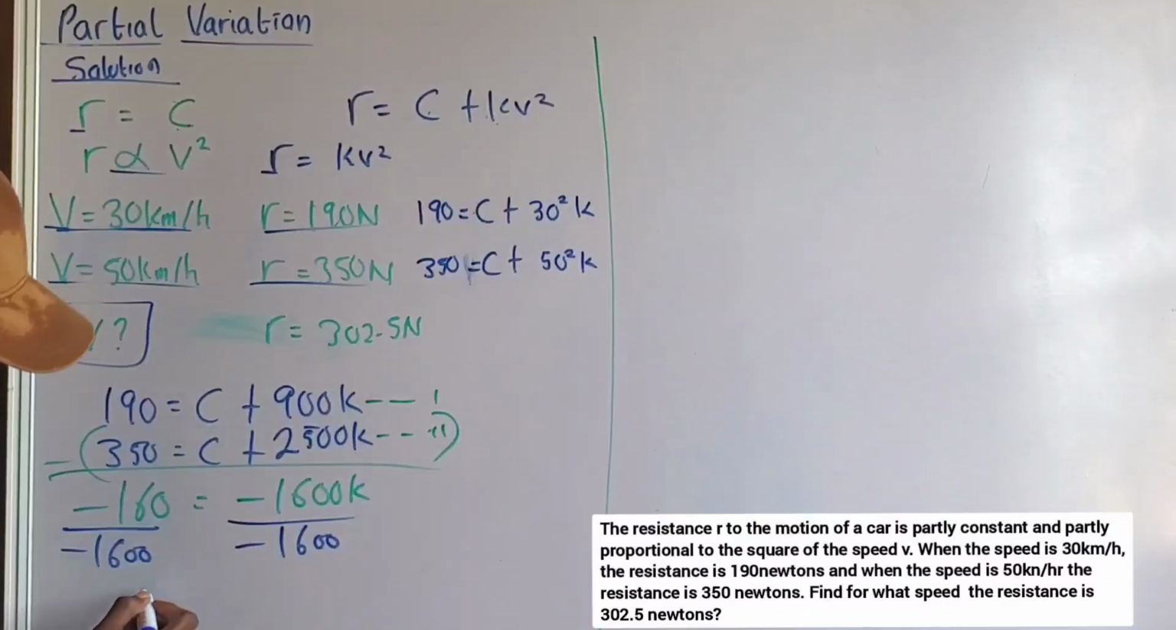So the value of K here equals to 160 divided by 1600. That will give us 0.1. You might leave your answer in fraction, but you can just make use of 0.1, because if you want to leave your answer in fraction, you're going to have 1 over 10. Do you understand?